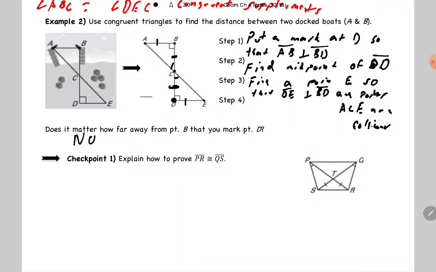Checkpoint 1, explain how to prove PR is congruent to QS. So we have this angle here congruent to that angle, and this side is congruent to that side.